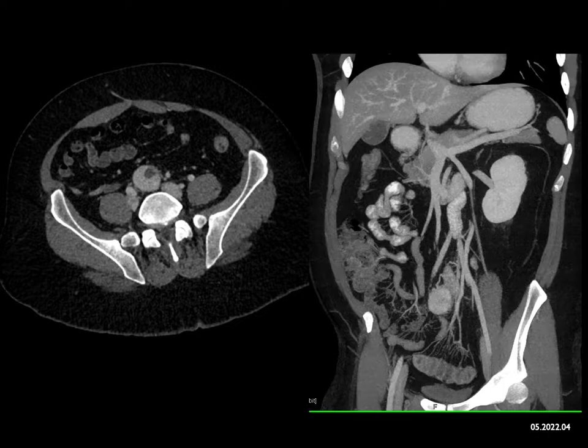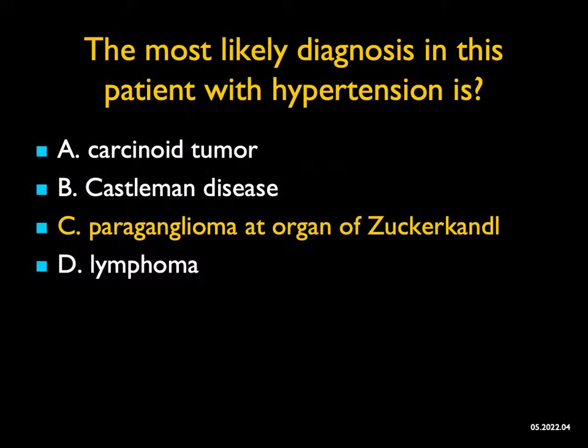So it's not going to be carcinoid. There's no reason for hypertension. Castleman's disease can give you vascular masses or vascular nodes, but that wouldn't help with the diagnosis either. Lymphoma, again, just one mass in lymphoma would be unlikely. This was a paraganglioma, which are typically vascular. 10% of pheos are extraadrenal, and that's what a paraganglioma is. You often see them near the pancreatic bed. They can be in the neck, but they also can be at the level of the organ of Zuckerkandl, which is the level of the aortic bifurcation, and this was a beautiful paraganglioma at the organ of Zuckerkandl.